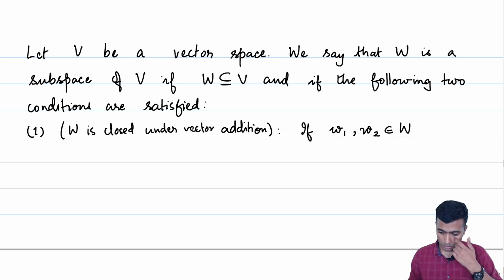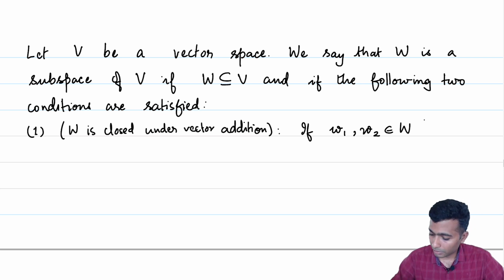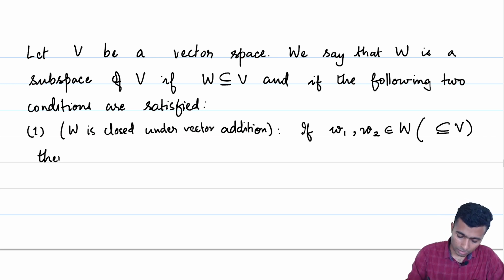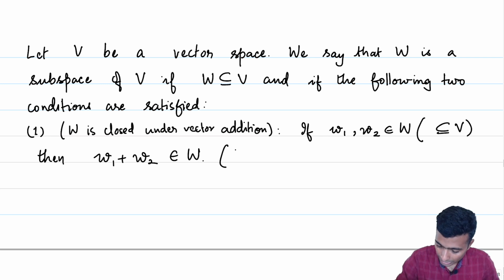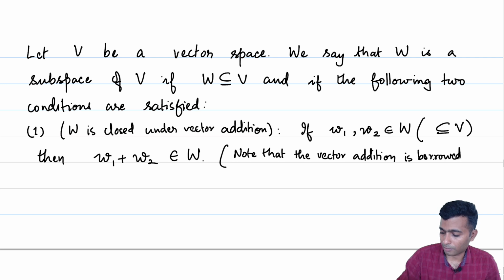As of now, W is just some set, right. So, if W1 and W2 are in W, remember that this is contained in V, this is a subset of V. Then W1 and W2, when considered as vectors in capital V, we can add them and then see whether this is in capital W. So, note that the vector addition is borrowed from V.